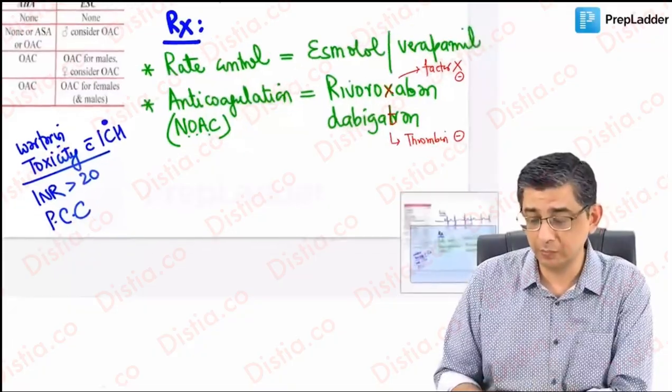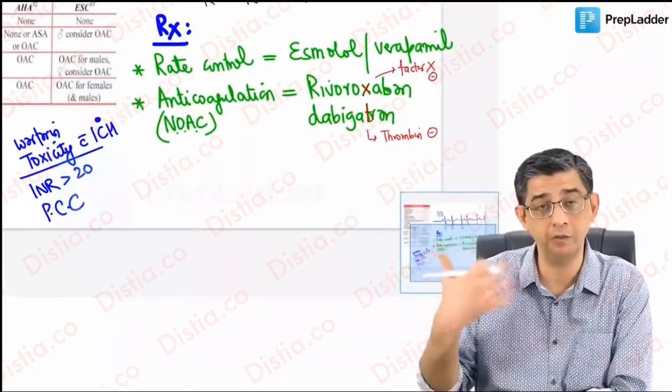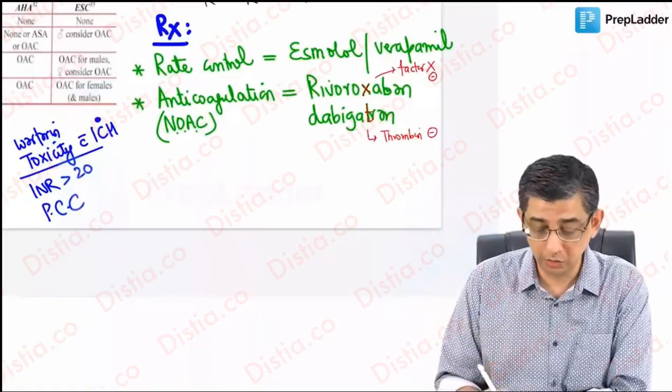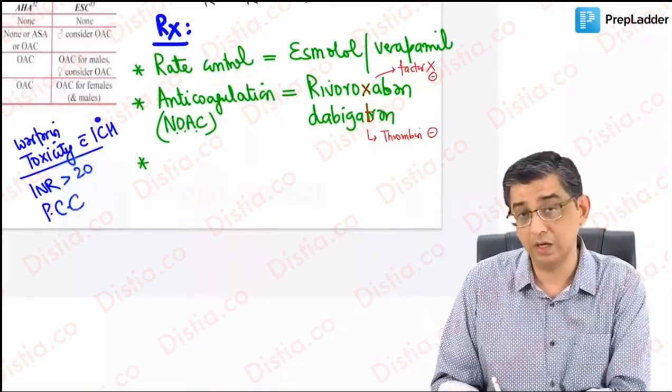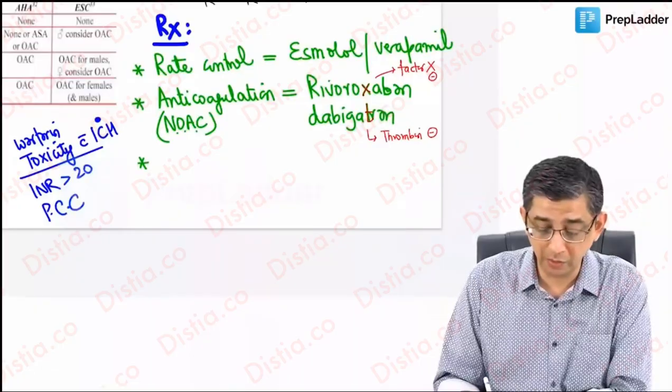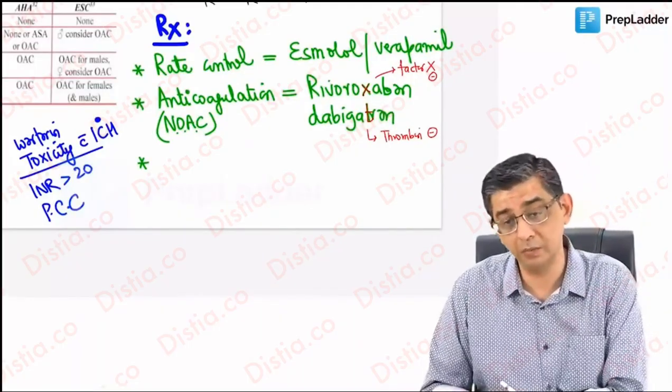Plasma is frozen, no, so it may not be available immediately. Even if you get it from the blood bank, you'll have to thaw it. So in those circumstances, for warfarin toxicity, it is prothrombin complex concentrate. I highlighted why warfarin has not been talked about here is mainly because we are having safer drugs available.